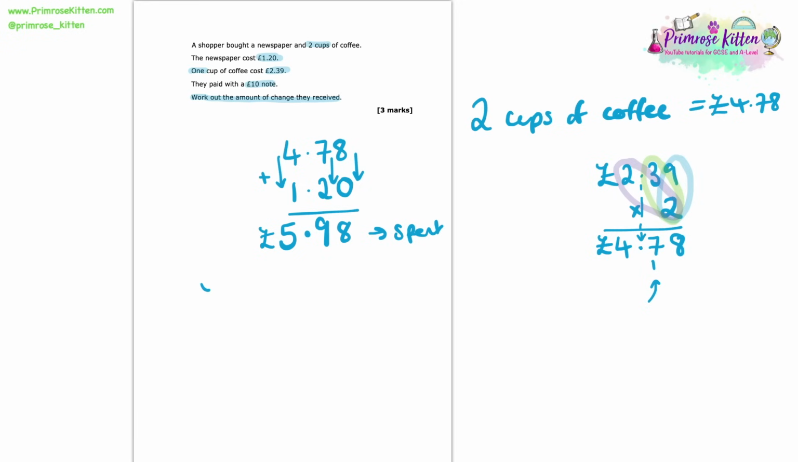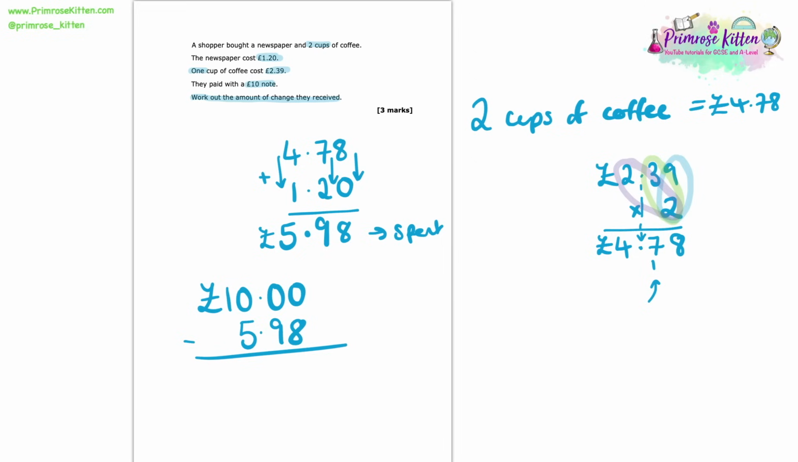So we're told that we paid with a £10 note. So we need to ask ourselves, how much are we going to have left if we spend £5.98? So this means that we need to subtract £5.98 from £10. Now, because this is non-calculator, we're going to have to do this the proper old-fashioned way, okay? So we start on the right and we move towards the left as we go.